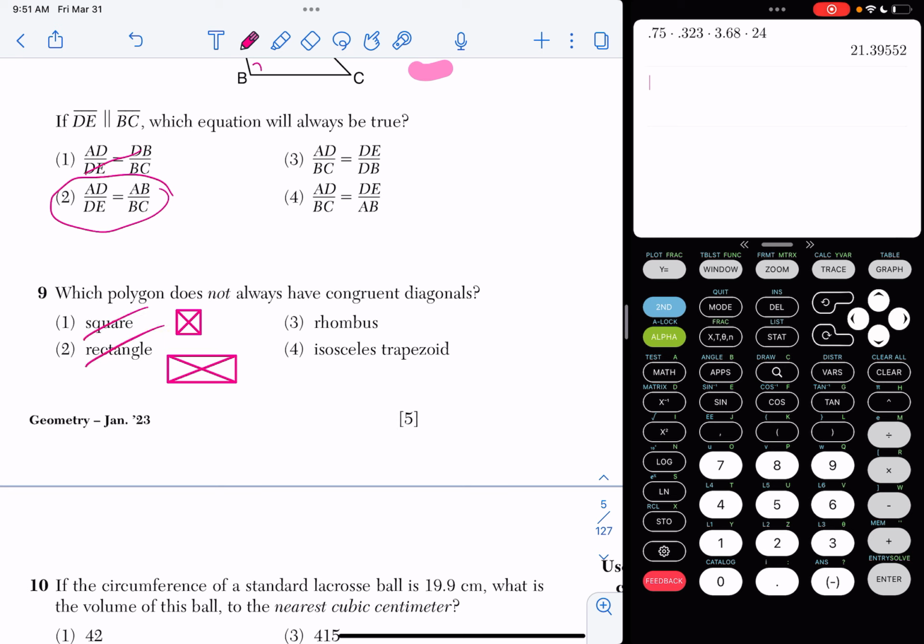3 or 4, a rhombus. Looks something like that. This diagonal does look a little shorter than the other one, so I'm thinking that could be our answer. And if I draw an isosceles trapezoid, we'll have something that looks like this. And sure enough, those two diagonals look congruent to one another. So choice 3, rhombus, is our correct answer.